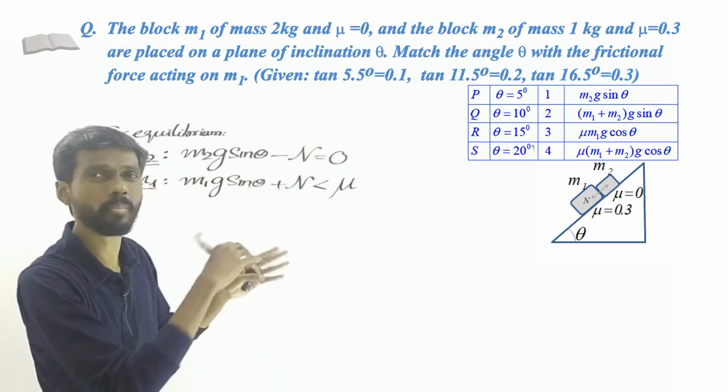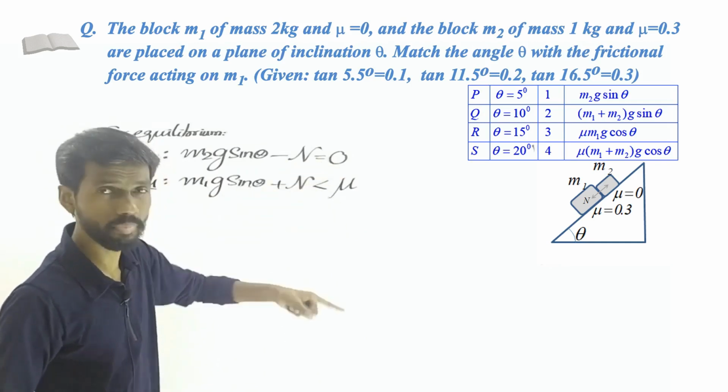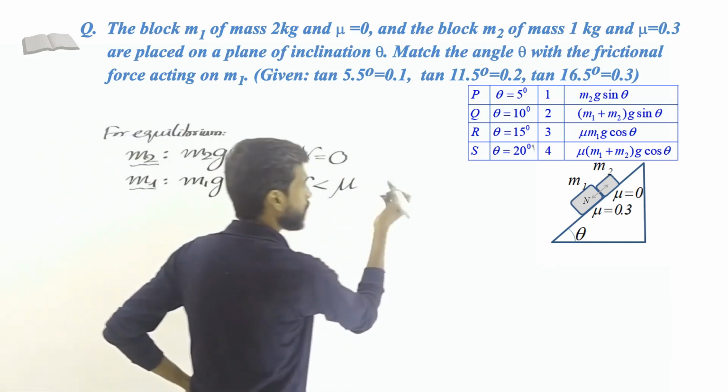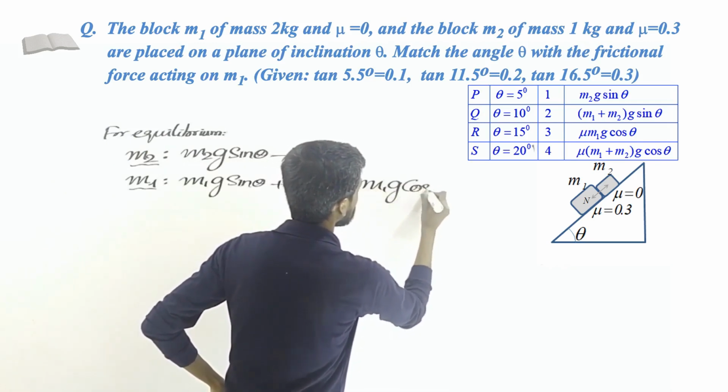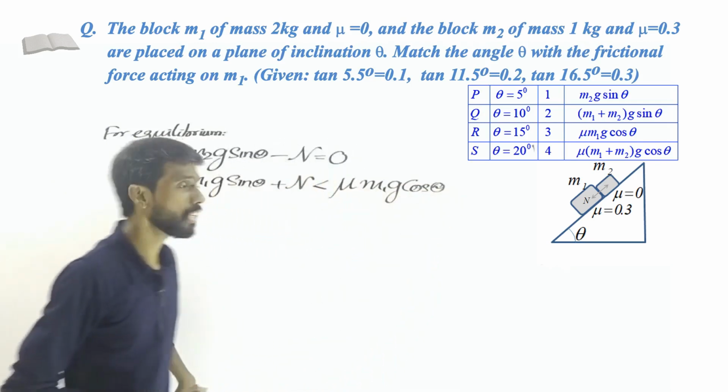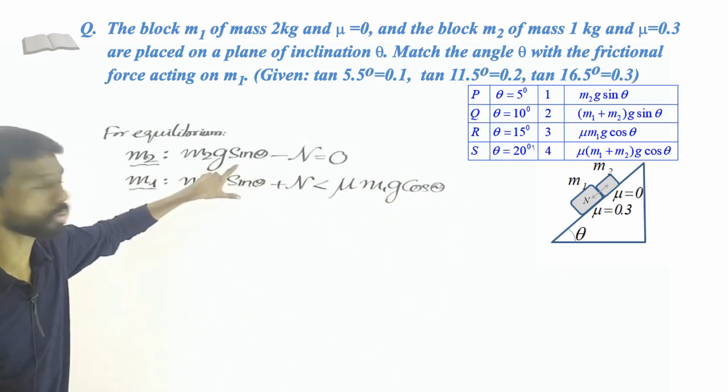So that is no component of the gravitation force. So that is mg cos theta, right? So M here is M1. So M1 g cos theta. Do you understand? Now what you do, this N can be substituted from this.